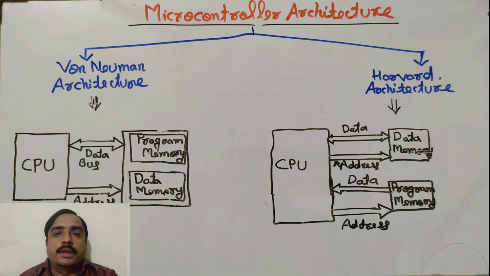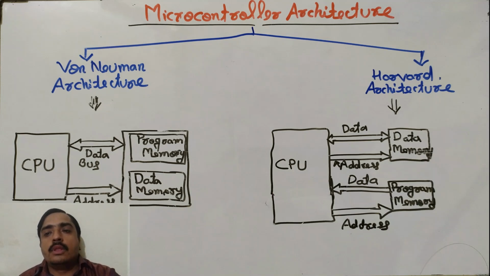The example of von Neumann architecture is the 68HC11 microcontroller by Motorola company. Data memory, that is RAM, and program memory, ROM, are connected by using a single address and data bus. A single address and data bus are used to access both types of memory in von Neumann architecture.